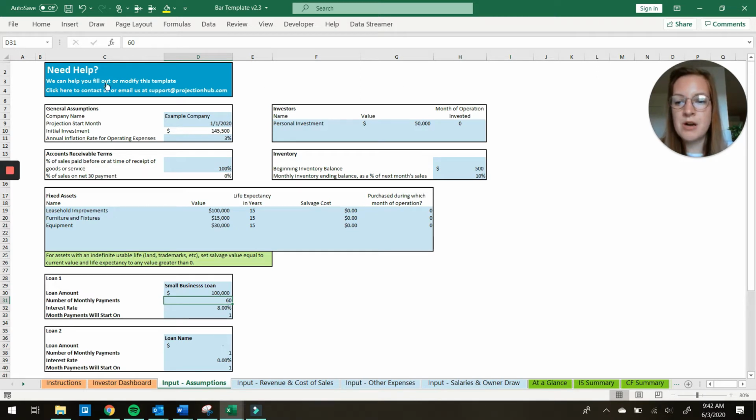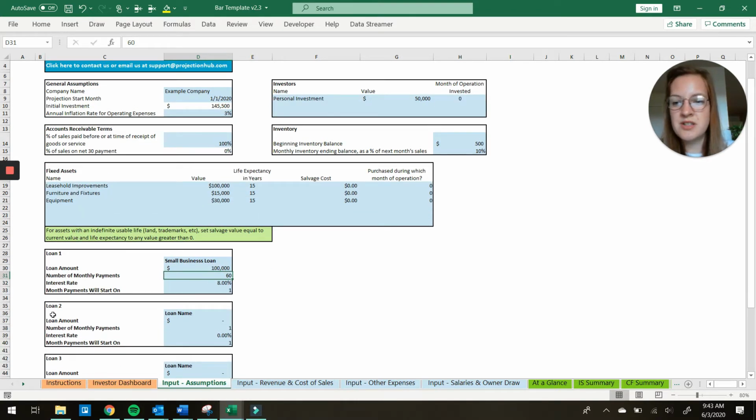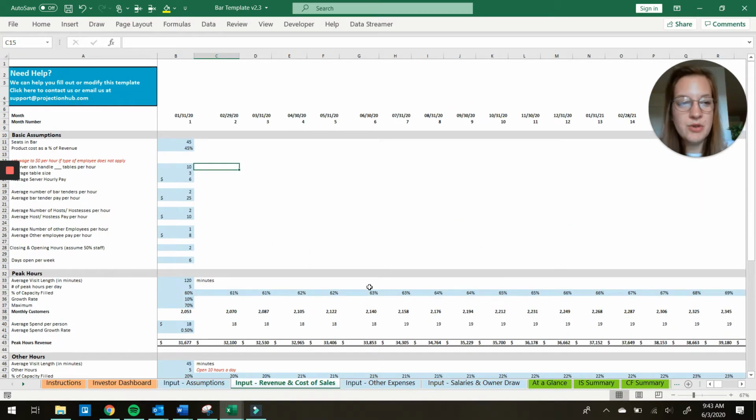So a little bit about our bar template. Just like all of our templates, it starts with this input assumptions tab where you enter some key assumptions as well as your balance sheet assumptions. So company name, projection start date, some AR and inventory assumptions, as well as investment amounts, loan amounts, and fixed asset amounts. Note that our template is going to be doing all of the background calculations for you. All you have to do is enter this data here, and we're going to be calculating things like loan interest expense and depreciation expense for you, so you don't have to worry about figuring out how to calculate that for your financial statements. The next tab is the input revenue and cost of sales tab.